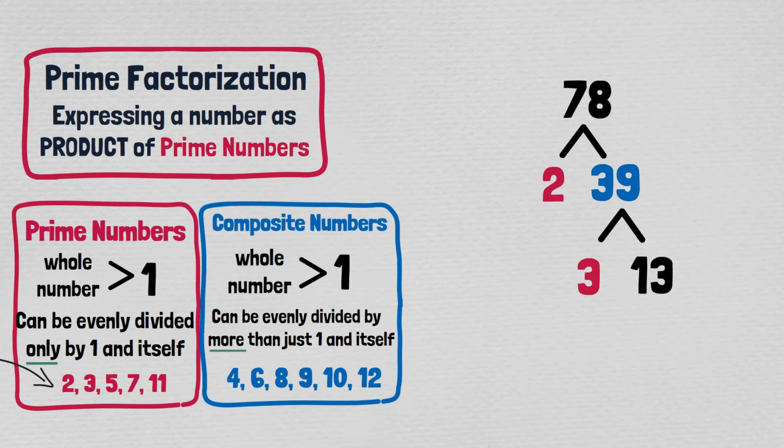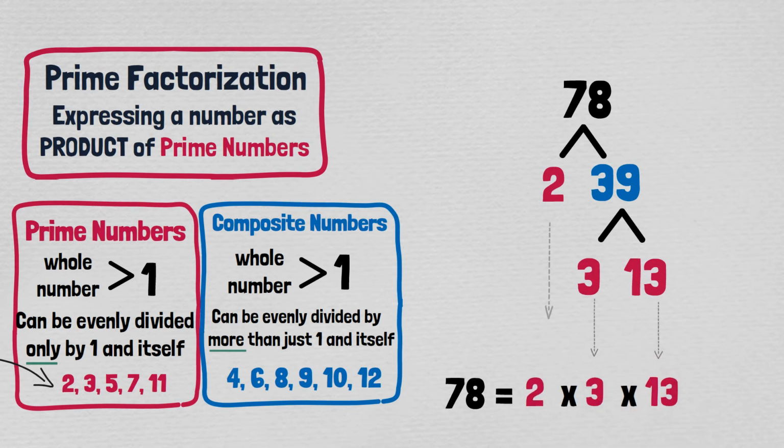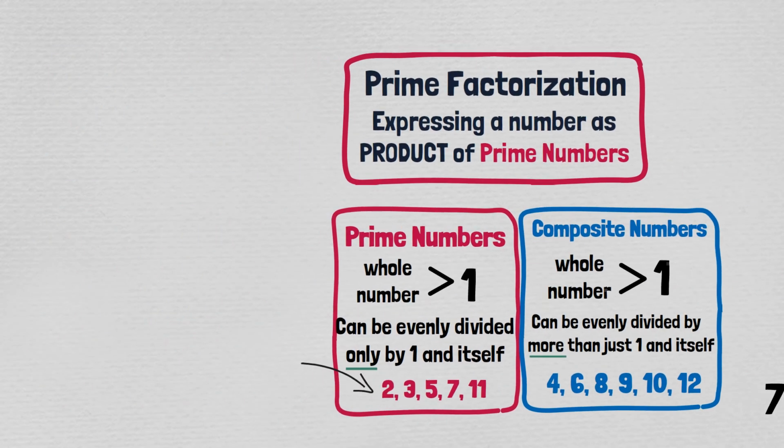As a matter of fact, because the number 13 is only divisible by 1 and itself, it is also a prime number. This leads us to step 2. We write the number 78 as a product of the prime factors we discovered. 78 equals 2 times 3 times 13. That's it. We completed the prime factorization of 78.